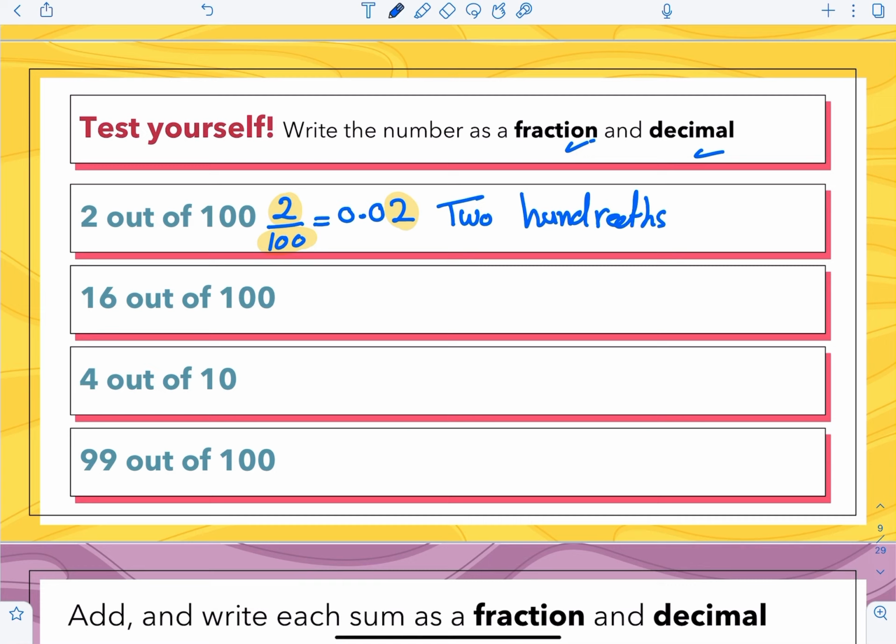So 2 hundredths. Then I have 16 out of 100. So 16 over 100 as a decimal. This is 0.16. And in words, this is going to be 16 hundredths.